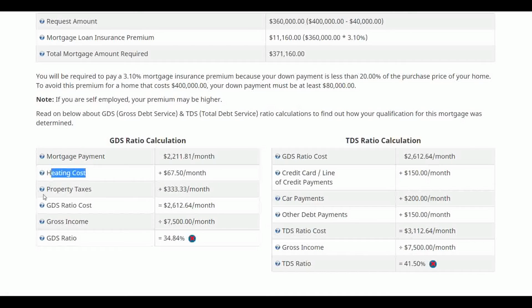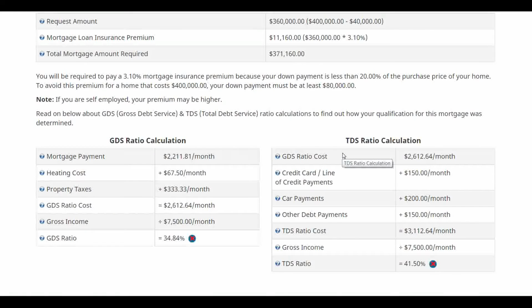That's the heating cost, that's the property taxes, right? And then this is the ratio of all of this, which added up is 2,612. The ratio of that to your $7,500 per month, which is your monthly gross income, equals 3,484. Okay, so what is a TDS?